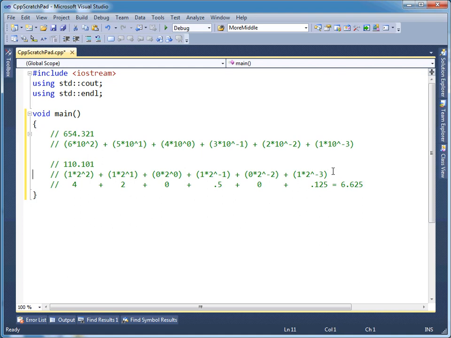So don't let binary scare you, especially when I put this decimal point in here, because whether it's base 10 or base 2, it doesn't matter. The concepts are still the same. The numbers are just different.